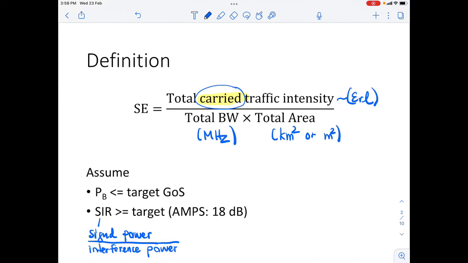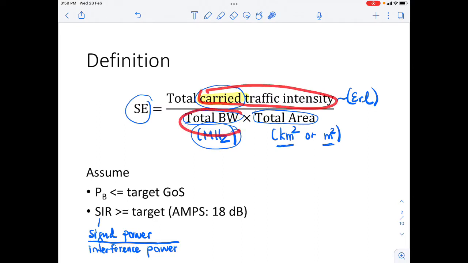This is going to be divided by the total bandwidth of the system, which we measure in megahertz, and over the total service area. This could be in units of square kilometers or square meters. We want this spectral efficiency to be as high as possible. That indicates that we use bandwidth very efficiently. We can carry a lot of traffic given the total bandwidth and total area.